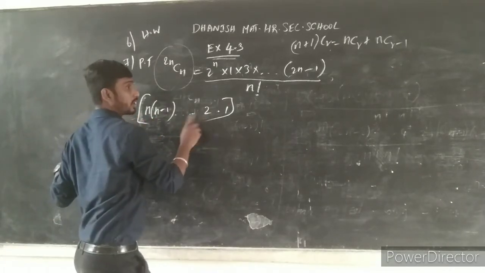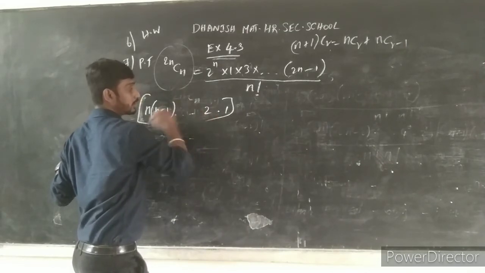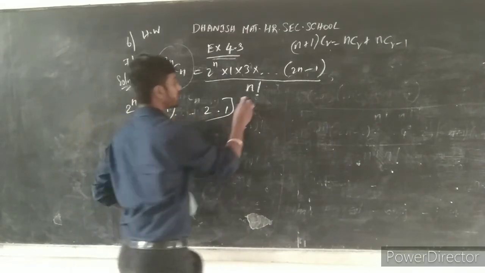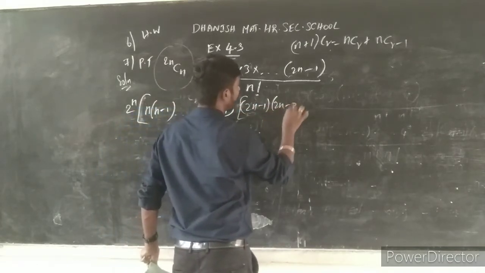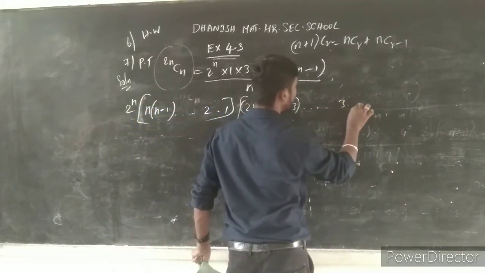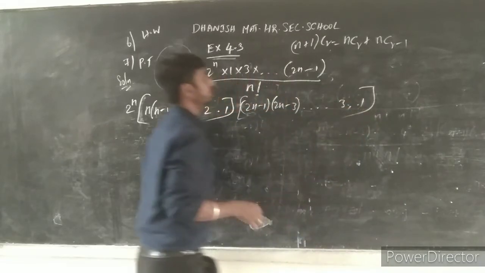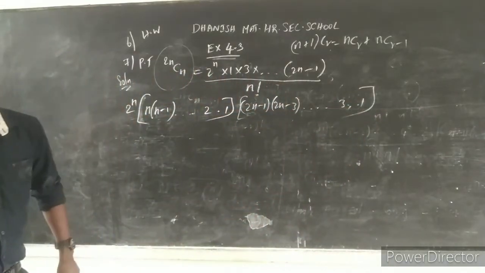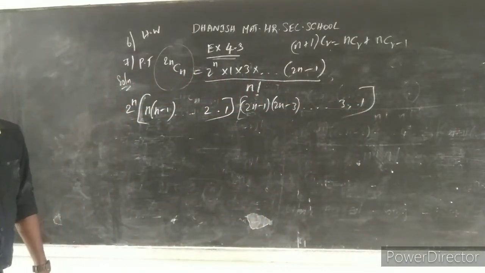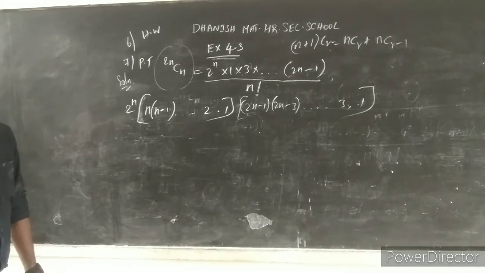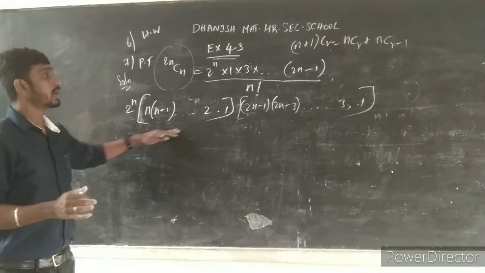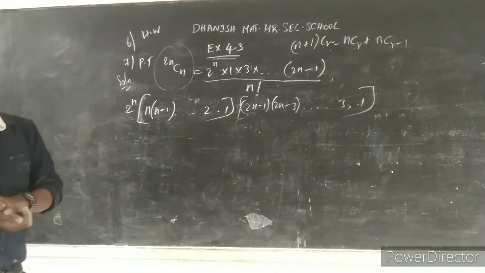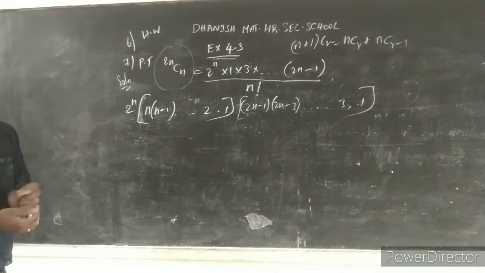And 4 divided by 2 will be 2, here will be 1. So what are the remaining values you will be getting? That is 2n minus 1 into 2n minus 3 up to 3, 1. These are the odd numbers here. Taking 2 common from each bracket. We have already taken 2 common from this equation. So you will be getting it, right.